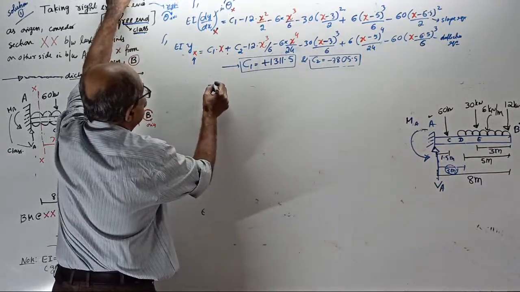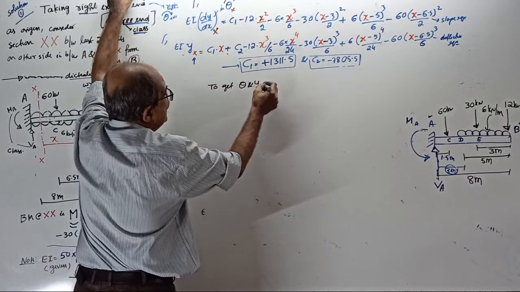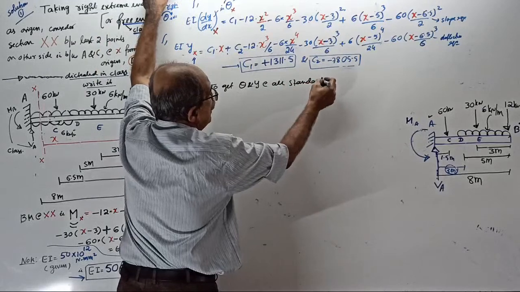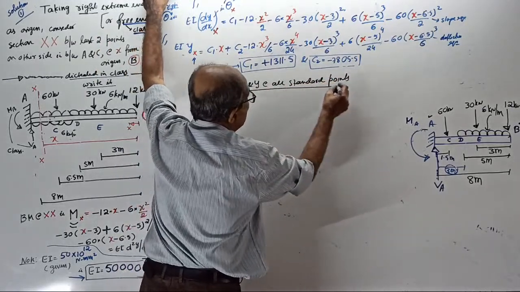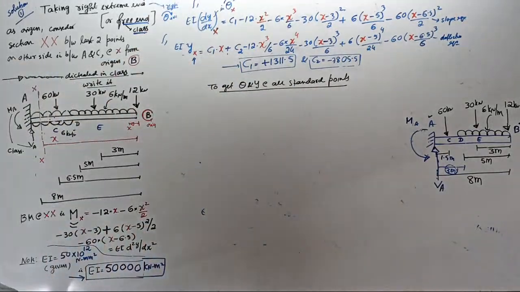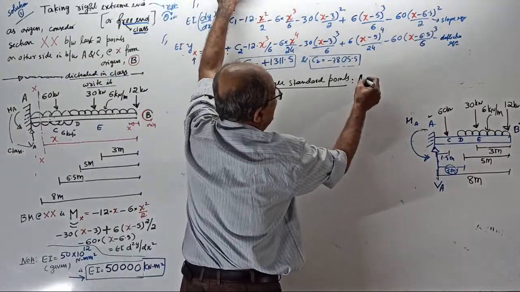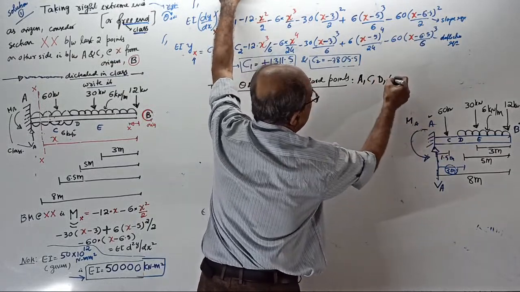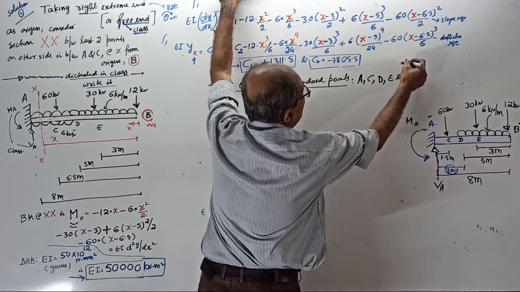What else do I require? Now, to get slope and deflection at all standard points. I will explain in the class, but you should do it. Okay, start one by one. Standard points are A, C, D, E and B. Actually B is already over.